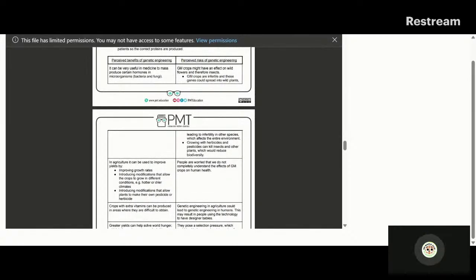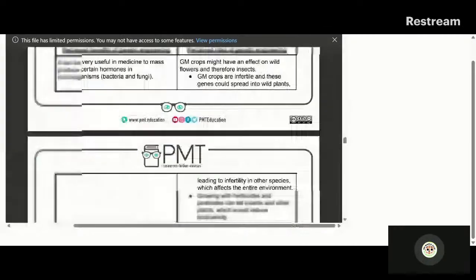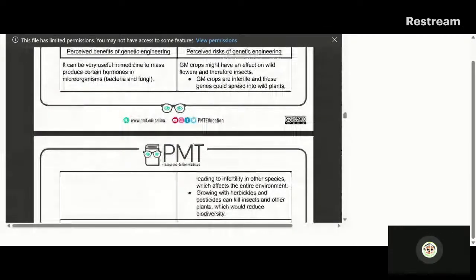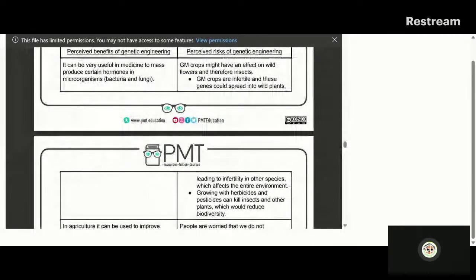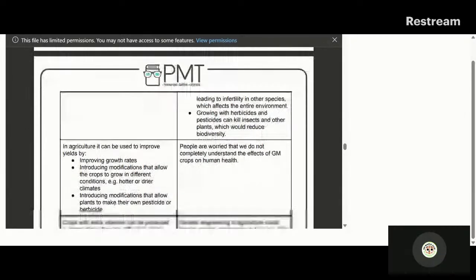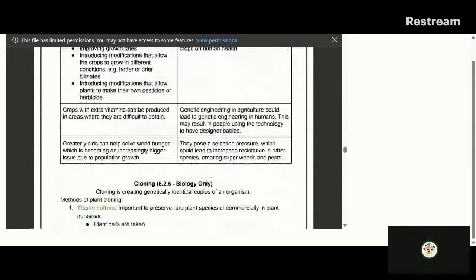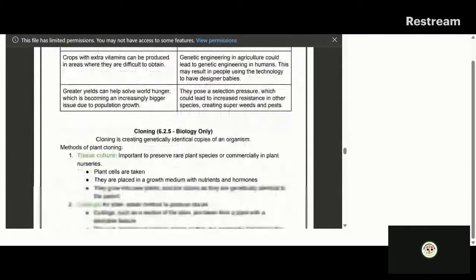So the reason why is because these crops are infertile and these genes could then spread. And if the infertility genes spread, then that means that this becomes more widespread and more crops cannot grow. Now, growing with herbicides and pesticides can kill insects as well. And people are worried that we don't completely understand the effects, and it could lead to genetic engineering humans, designer babies, all of those things.